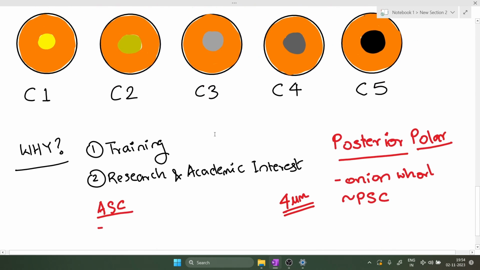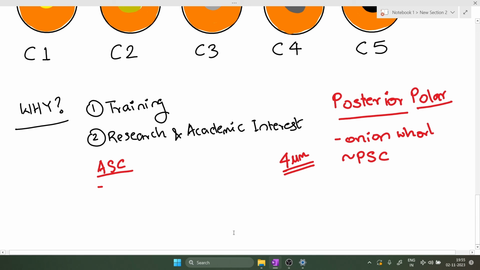So why do we need to grade these cataracts? One is a very practical reason. When you're learning, you would want to have some immature cataracts, because if your tunnel is smaller, if your rhexis is on the smaller side, then a smaller grade cataract can be better managed than a larger grade cataract. So in your residency training, your fellowship training, a smaller grade cataract is generally preferable in the beginning.